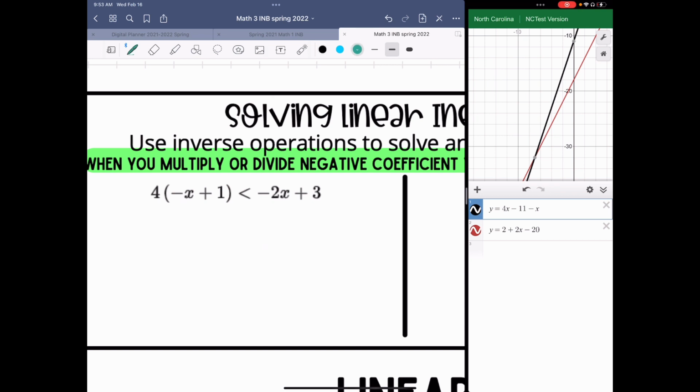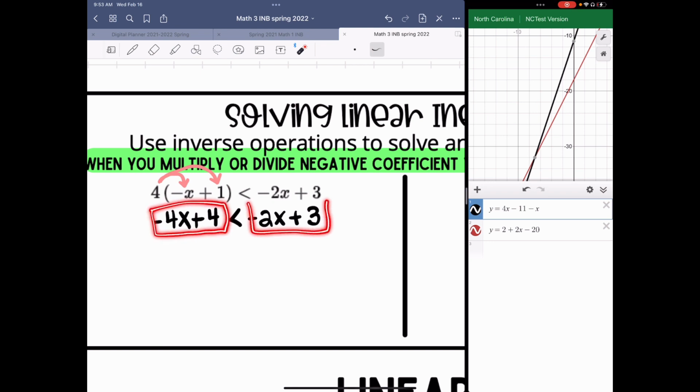So again, I have parentheses at the front, so I'm going to go ahead and distribute that 4 to the negative x and the negative 1. So that's going to give me negative 4x plus 1, or excuse me, plus 4 is less than or equal to, because it's opening up to the right, so the left side is smaller, negative 2x plus 3. And now we look for like terms. I don't see any like terms on the left. I don't see any like terms on the right that can be grouped.